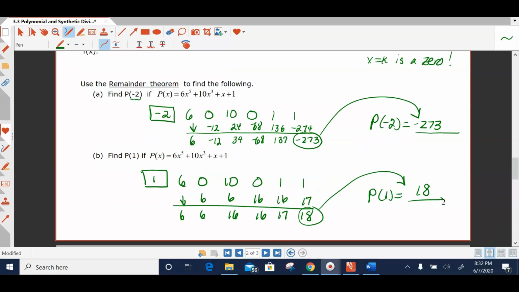And so for the next one, we're asked to find P of 1. Using this remainder theorem means we're going to put a 1 in the box. We don't change the sign. List our coefficients with the missing zeros. Got to put our missing zeros in. And when we do the synthetic division, we should come up with the remainder of 18, and that remainder is our function value. So I will stop this video here and pick up with the next one.